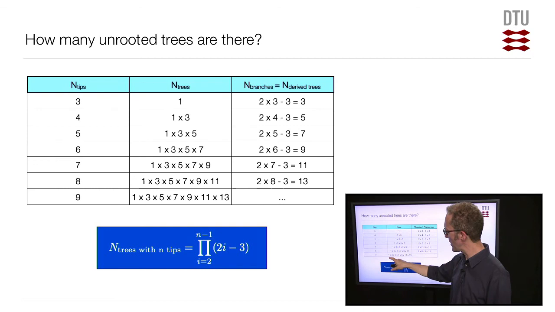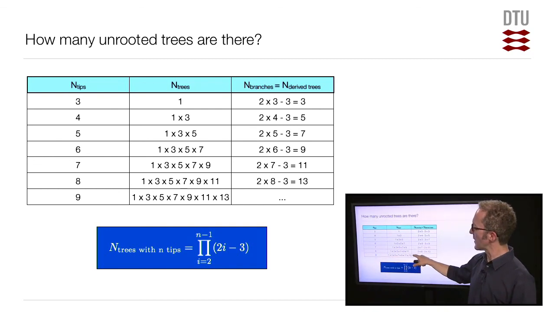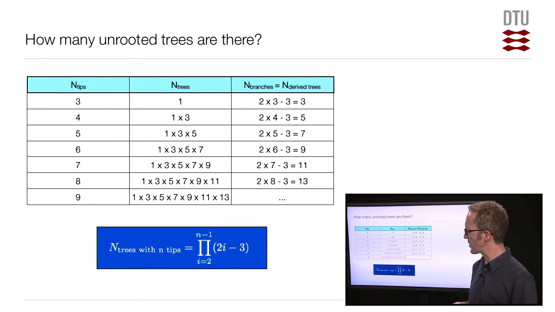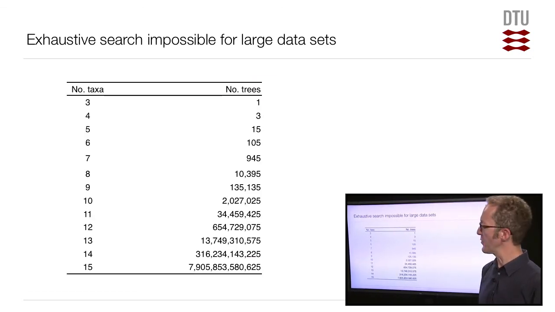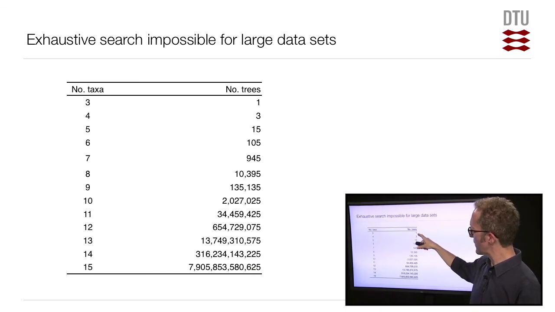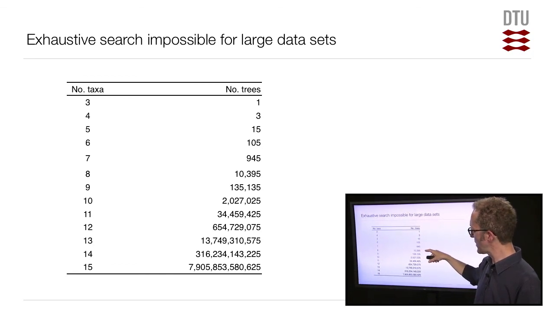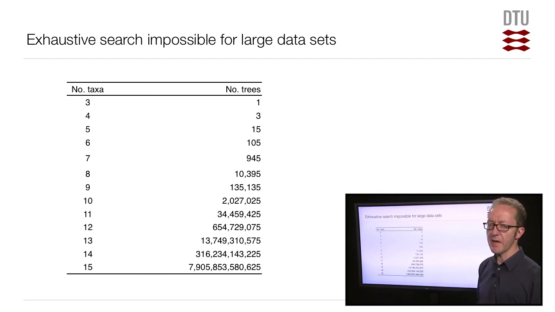You can see the formula, 1 times 3 times 5 times 7 times 9 times 11, etc., etc., tells us how many trees there are with any given number of tips. This is captured in this formula. You can see that this is a number that increases incredibly rapidly. Already we have 1 tree with 3 species, 3 with 4, 105 with 6 species. With 10 species, we're above 2 million. With 13 species, we're above 13 billion, and it just keeps rising. And this is problematic.